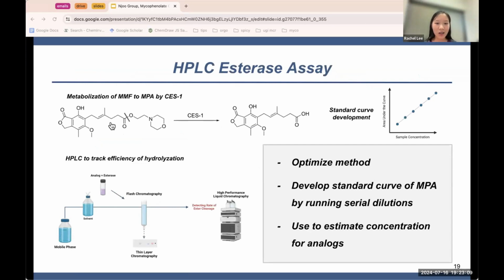So after we synthesize our library of analogs, we will run our HPLC esterase assay. Currently, we're optimizing a reverse phase C18 method, which should separate esters based on polarity. And this method should be able to discern the peaks of MPA from ester prodrug derivatives. Afterwards, we'll develop a standard curve of MPA by running serial dilutions and recording the area under the curve at each concentration. When we run the mofetil and our analogs under the esterases, we will track the peak size over time and identify how long it takes for each to fully convert back to MPA.